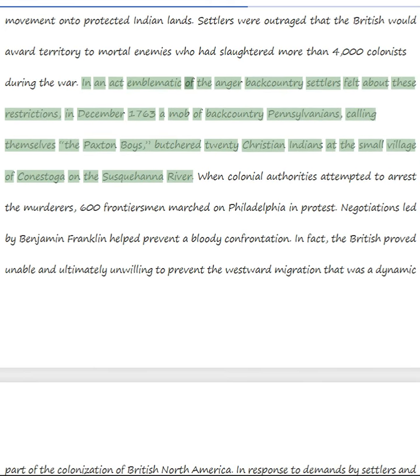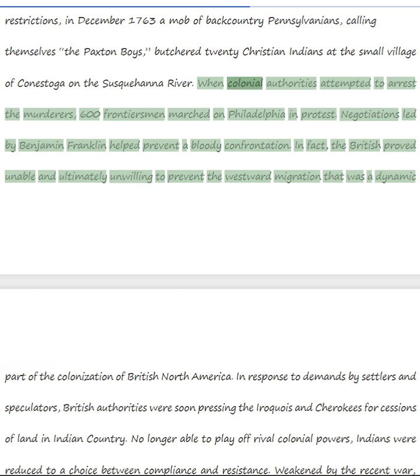In an act emblematic of the anger backcountry settlers felt about these restrictions, in December 1763 a mob of backcountry Pennsylvanians, calling themselves the Paxton Boys, butchered 20 Christian Indians at the small village of Conestoga on the Susquehanna River. When colonial authorities attempted to arrest the murderers, 600 frontiersmen marched on Philadelphia in protest. Negotiations led by Benjamin Franklin helped prevent a bloody confrontation.